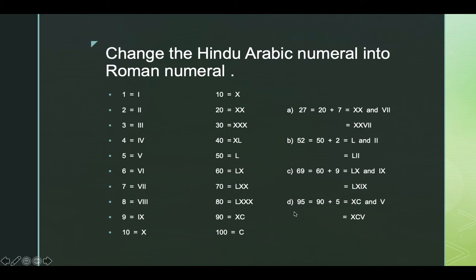Last example is 95. Again we will write this in expanded form first. Then what is the symbol for 90? Here you can see this is XC. Write XC here, and what is the symbol for 5? You can see 5 is written as V. XC and V we will write together to form the Roman numeral for 95. So this is the Roman numeral for 95. This is the way, children, you have to do. I hope you have understood till here.